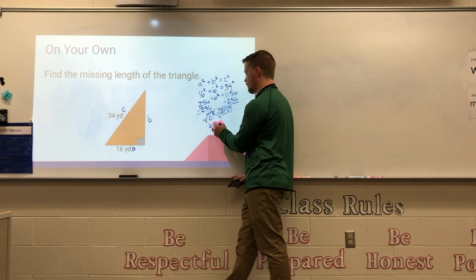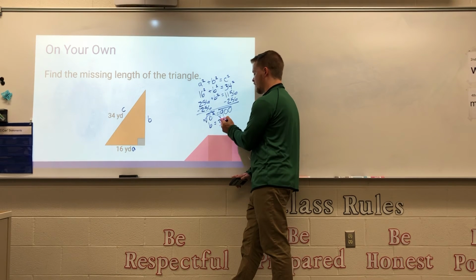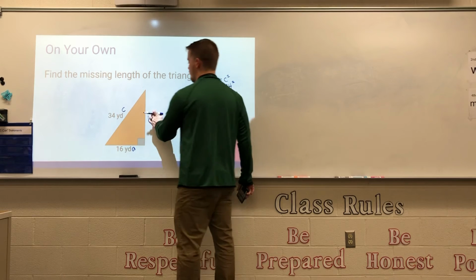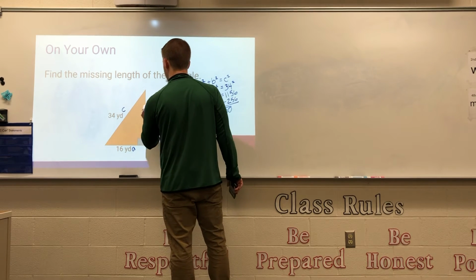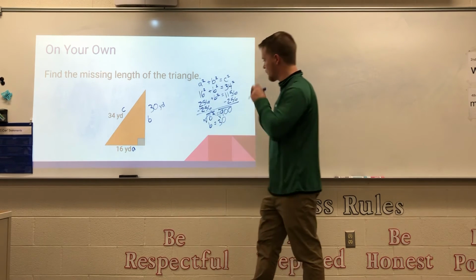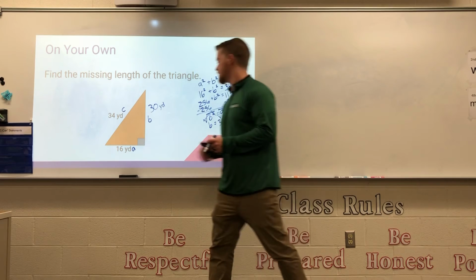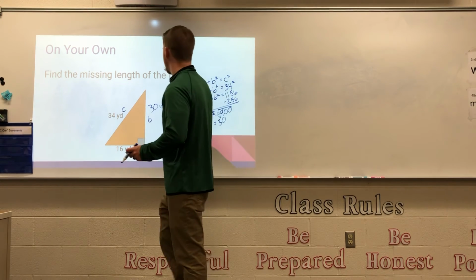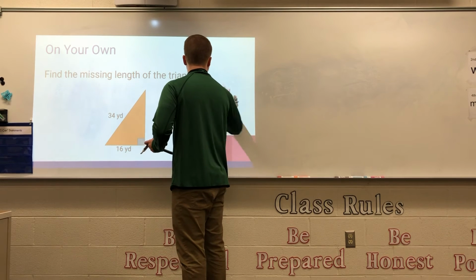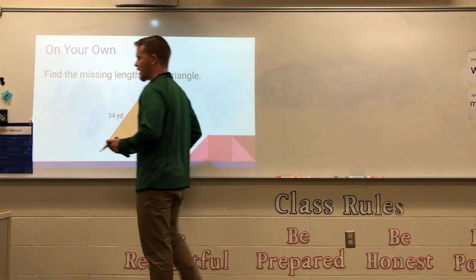Those cancel, leaving me with b, and the square root of 900 would be 30. So your final answer here would be the leg B is 30 yards. Okay, so that's basically what we're going over. That's basically what you're using the Pythagorean Theorem for, just finding a missing side in a right triangle. Again, it has to be a right triangle in order to do that.